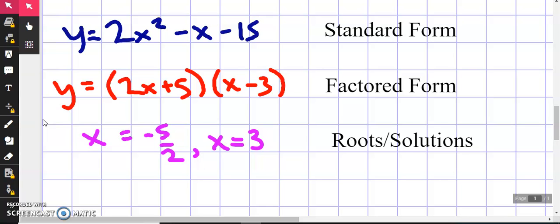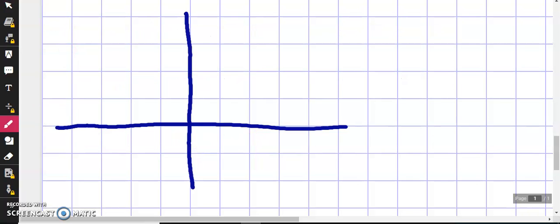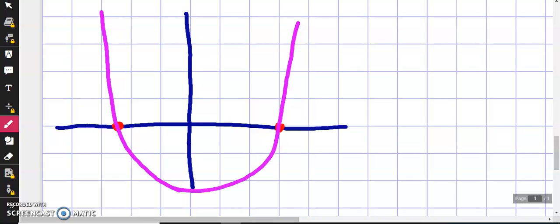Let's see what this would look like if I put it on the graph. We said that the solutions to our equations represent our x-intercepts. So I'm going to mark the x-axis at positive 3 and at negative 5 halves, which is basically negative 2.5. Because my x squared is positive, I know that my parabola is going to open in the upward direction, so I should get something that looks like this.